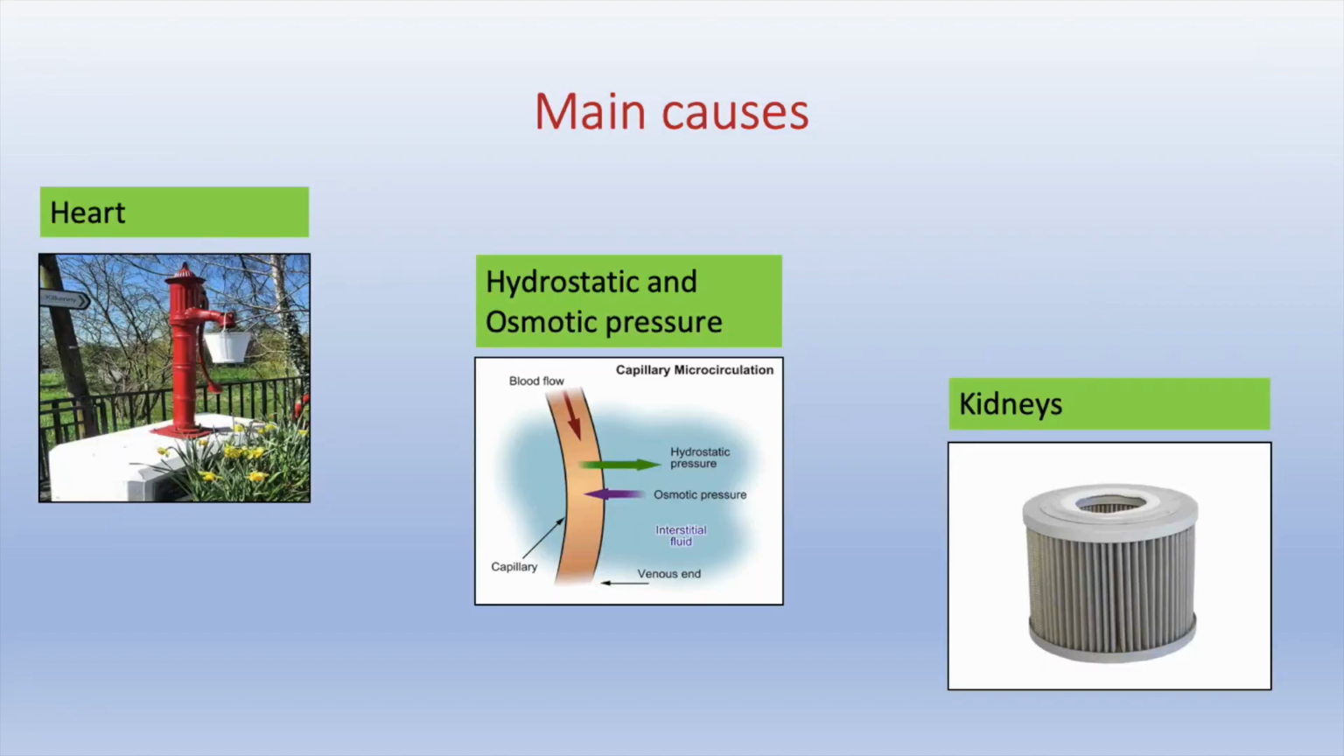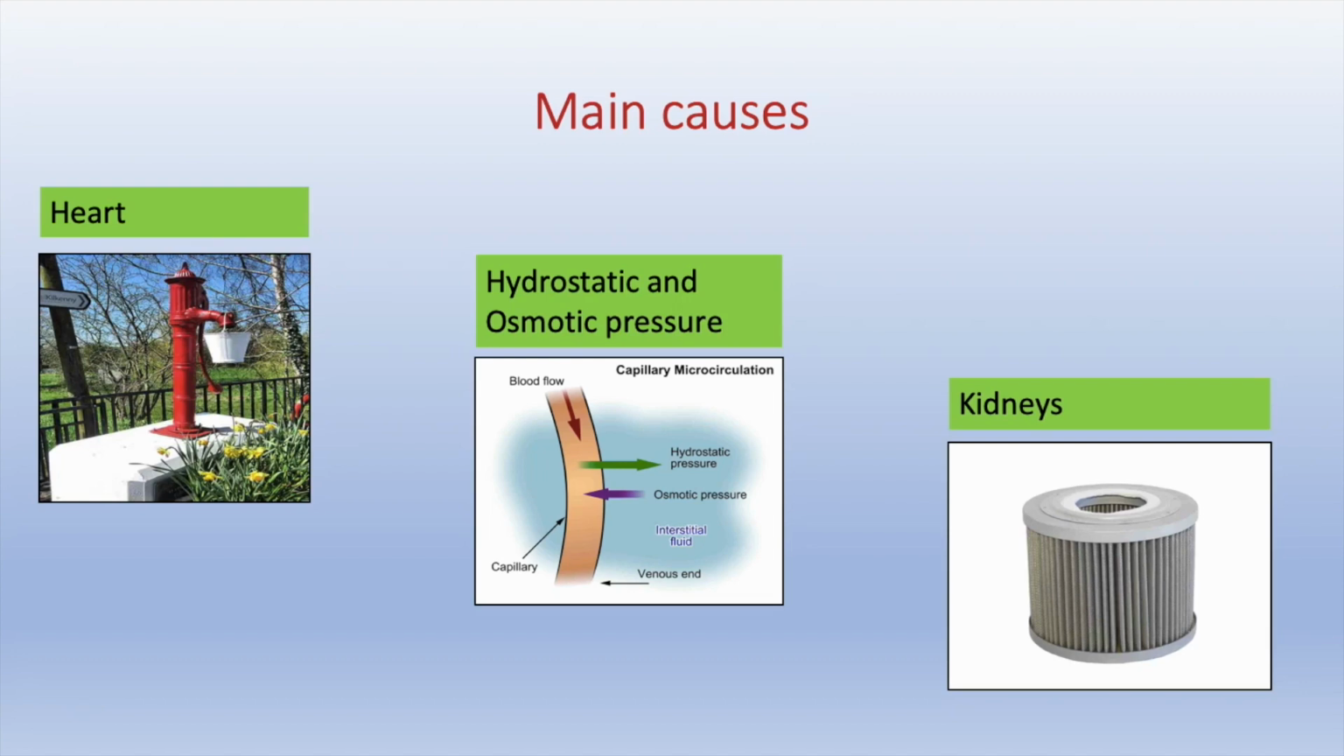The main causes for peripheral edema to occur could be because of a problem with the pump or the heart, could be an issue with the capillaries or the blood vessels being more permeable, hence letting more fluid ooze into the tissues. It could also be a problem with the filtration mechanism or the kidneys not eliminating sufficient fluid or eliminating extra protein from the blood.